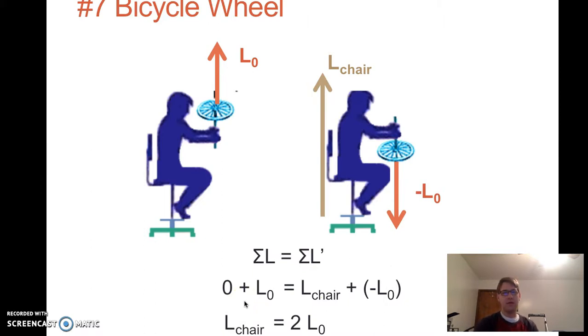So the chair is going to start rotating counterclockwise with an upward angular momentum with twice the momentum of the bicycle wheel. Does this mean it's going twice as fast? Not necessarily. It just means it's got twice the angular momentum.